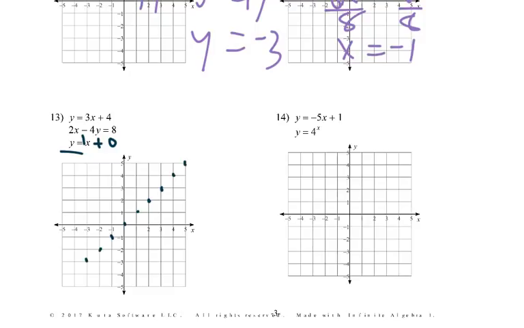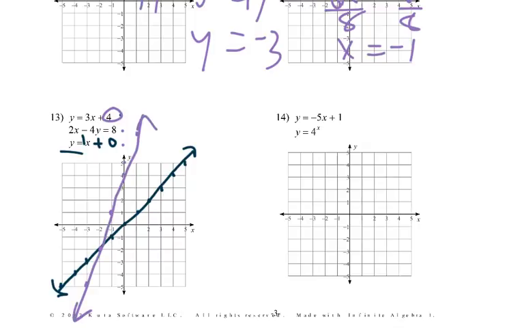Okay, so there's our first line. Then we graph the top one, because that's easy too. Positive 4, 3x, so I go up 3 to the right 1, or down 3 to the left 1. So we can see one intersection point, right?